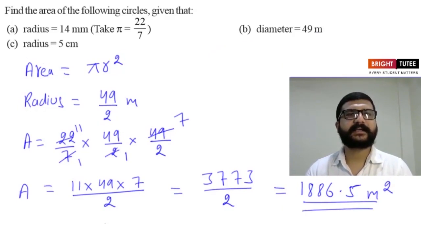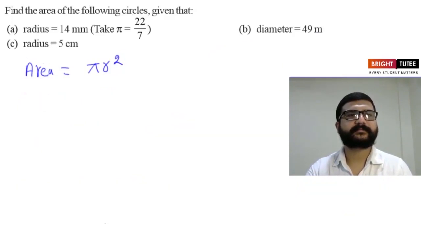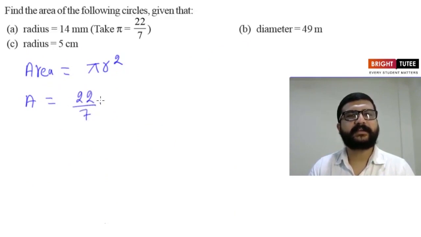Now, let us see the third part of the question. Here radius is given as 5 centimeters. So, area will be equal to 22 upon 7 into 5 square, because radius is 5 and 5 square means 25. So, here we just have to simplify this. 22 into 25 divided by 7.